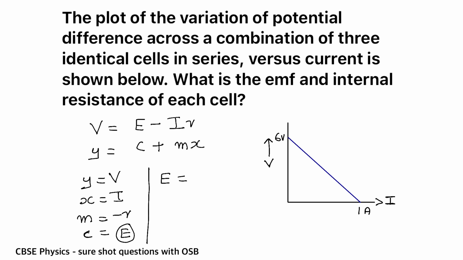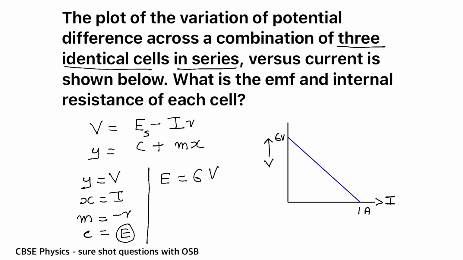Okay, the point where the graph touches the y-axis is very clear: 6 volt. Perfect. Clear, right? Now one important thing here, how many cells are we using? We are using 3 identical cells, which means all of them have the same EMF, right? In series, correct? So here it is actually Es.